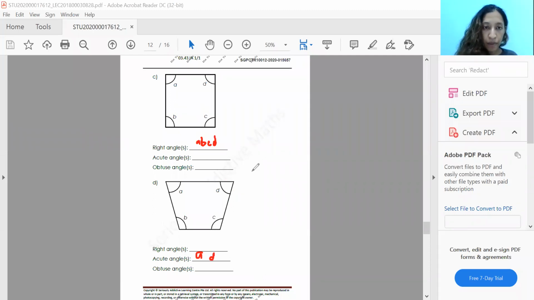And then let's look at B. Okay, so for B, if we were to draw our 90 degrees line, you could see that it's already past the mark. So it's an obtuse angle. And then for D, let's draw our 90 degrees mark. There we go. We could see that it's also past the 90 degrees mark. So it's an obtuse angle. All right. Okay, so that's it for this.